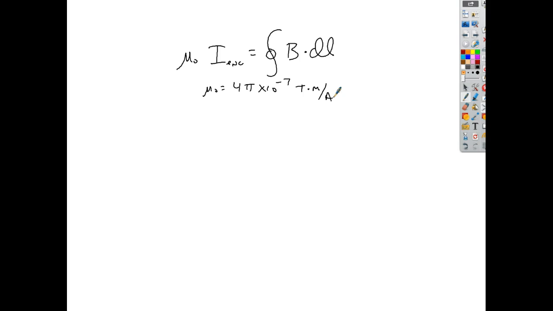Now, I will tell you this. You're always going to do the next line. In fact, oftentimes they don't even give you a point for doing this. Like in Gauss, they give you a point for writing this down. The next line looks like this. It's going to be mu naught I enclosed equals B.